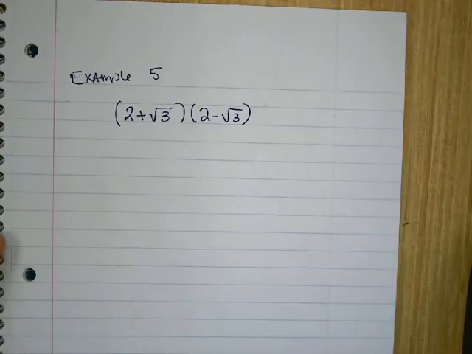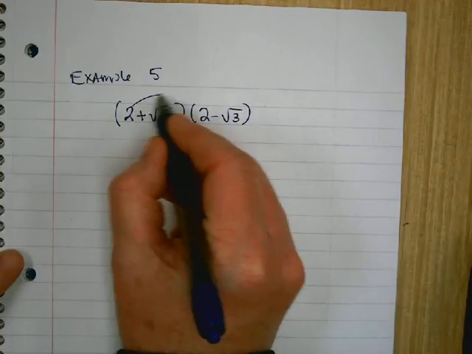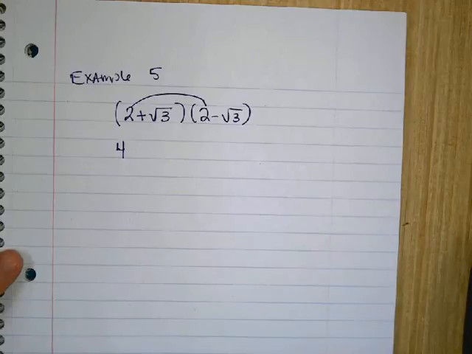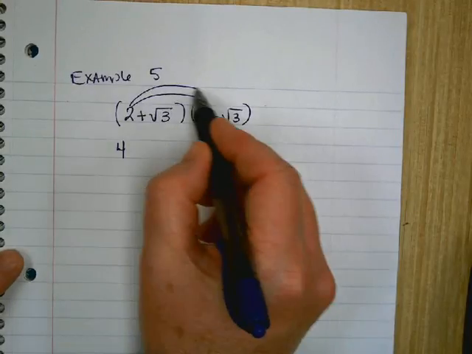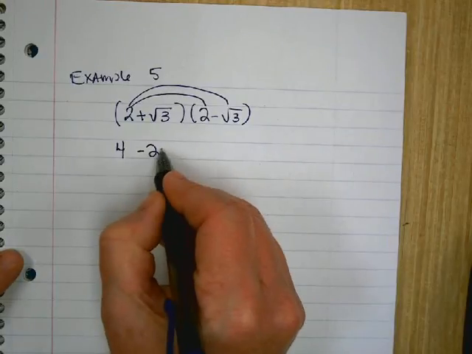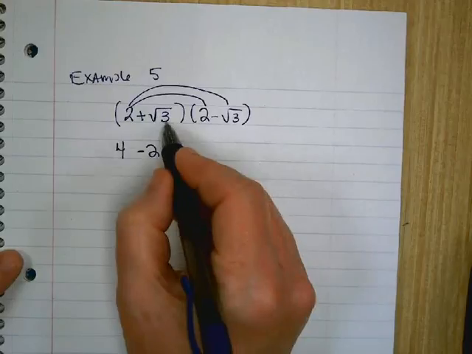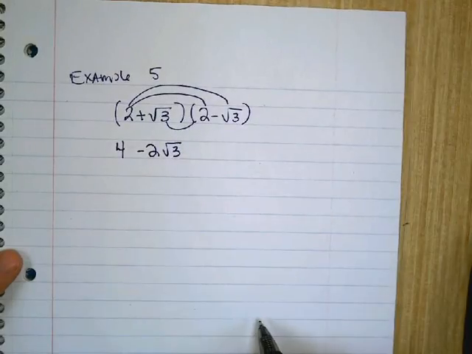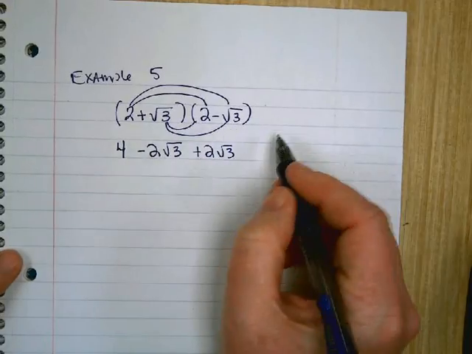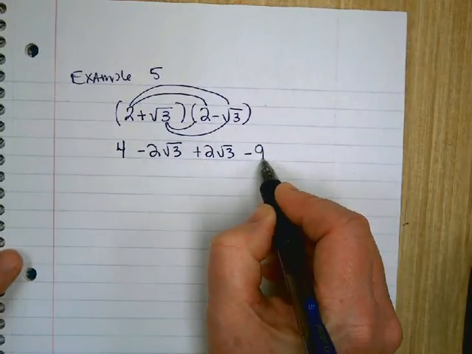Okay, are you listening? Are you paying attention? First times first. What's 2 times 2? 4. 2 times the negative square root of 3. What's that? Inside times inside. Plus 2 square roots of 3. And last times last. Minus the square root of 9.